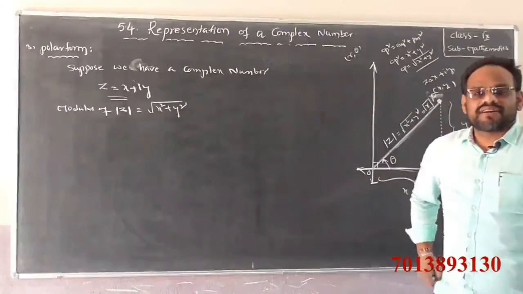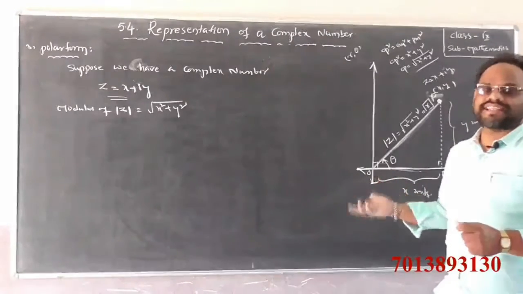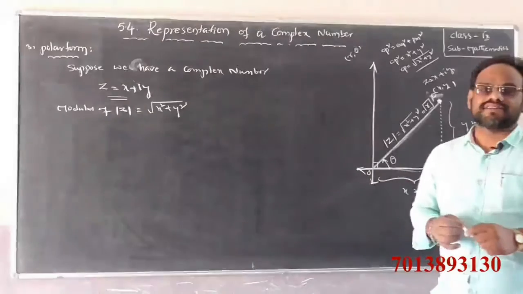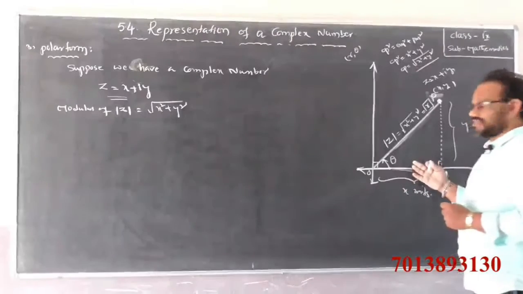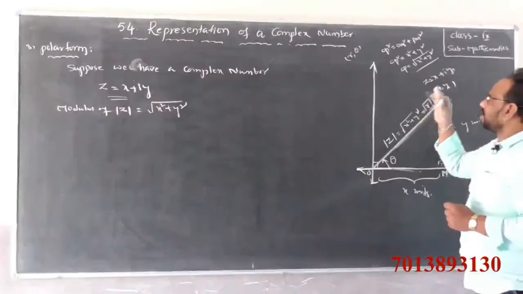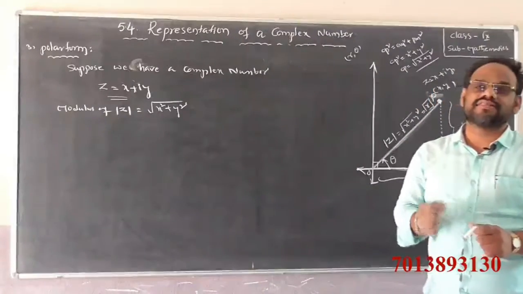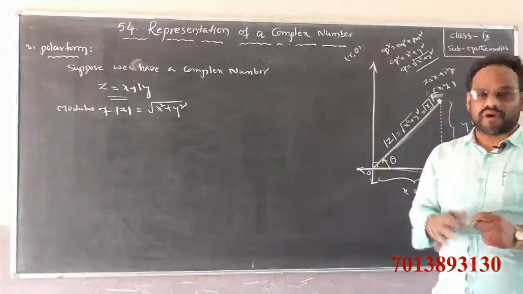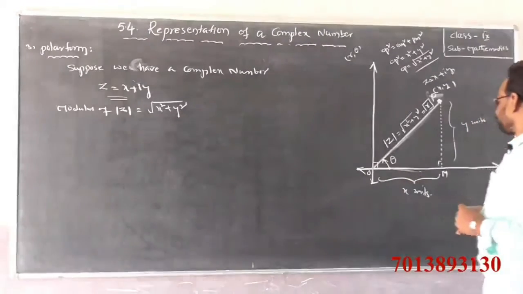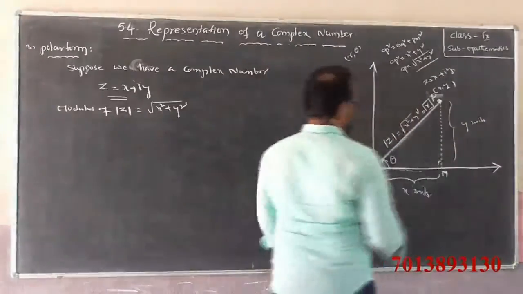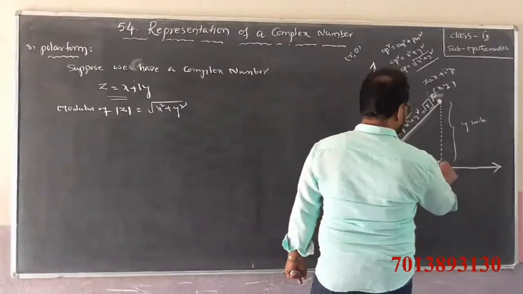X comma y is called what? X comma y are the xy coordinates. Here r comma theta is called what? Polar coordinates. When Z is expressed in r comma theta, that form is called polar form. Observe here, this is a right angle triangle.